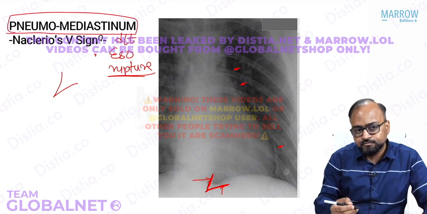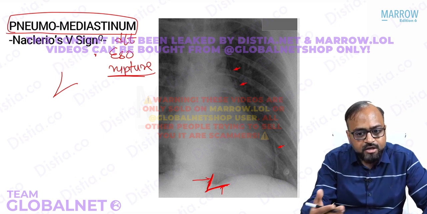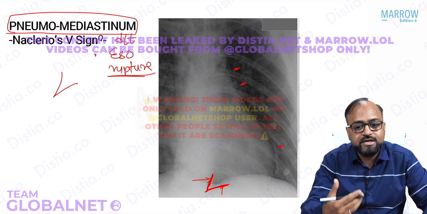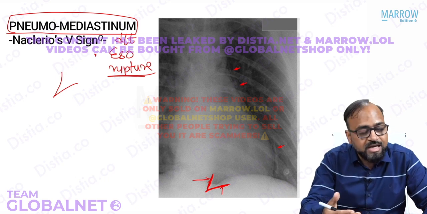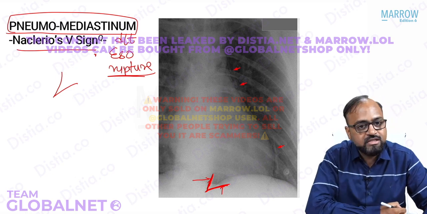A few more findings that have been described in pneumomediastinum include the tubular artery sign, ring around the artery sign, double wall bronchial sign, so on and so forth. Most important signs are the spinnaker sign, angel wing sign, continuous diaphragm sign, and Naclerio's V sign that we have discussed.